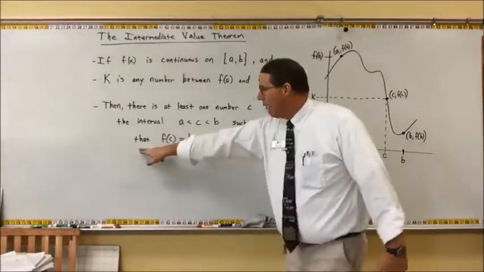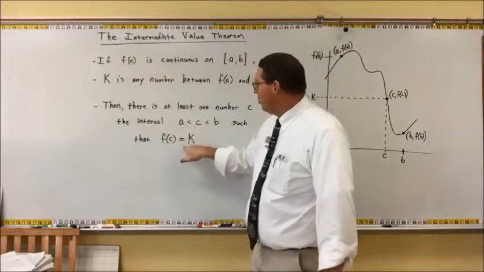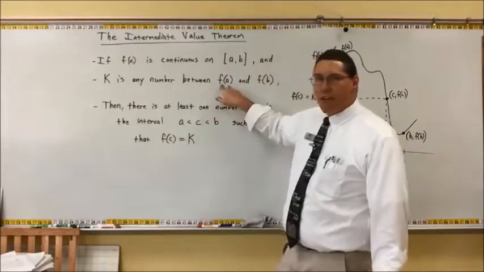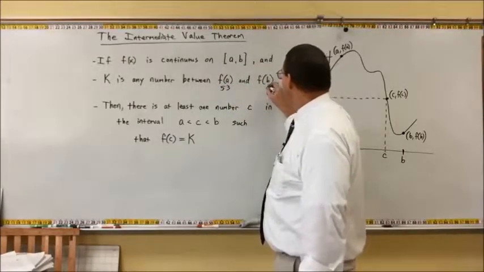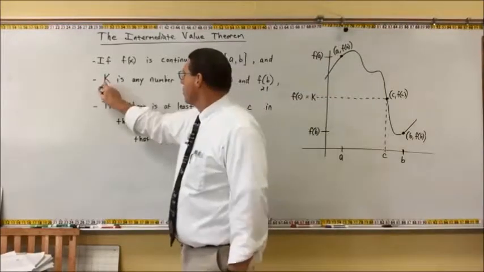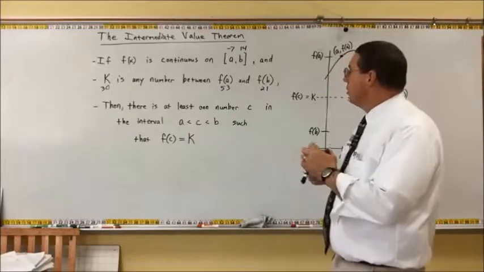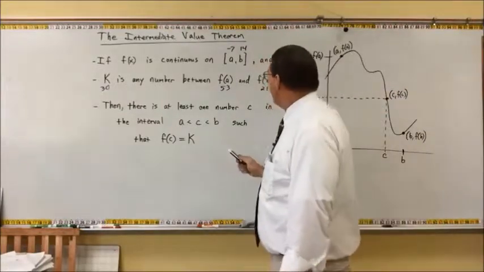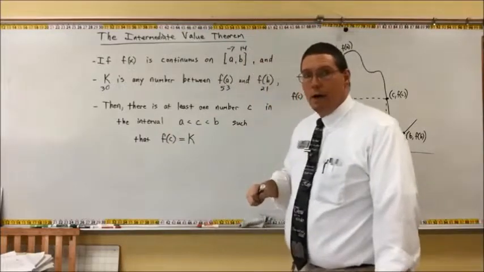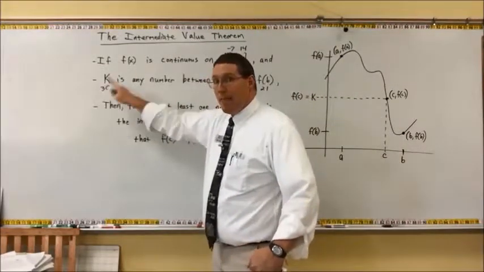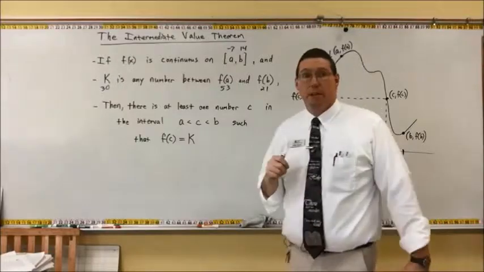Such that what? Such that if you were to plug that number, c, into f of x, the output value would be this number k. And so if f of a is 53, and f of b is, what did we say, 21, and k is 30, and we said that a was -7 and b was 14, right? Here's what we could conclude: somewhere between -7 and 14, there's a number that you can plug into this function, and the answer would be 30. And that number that you're plugging in to f of x is between -7 and 14. That's what the intermediate value theorem says.